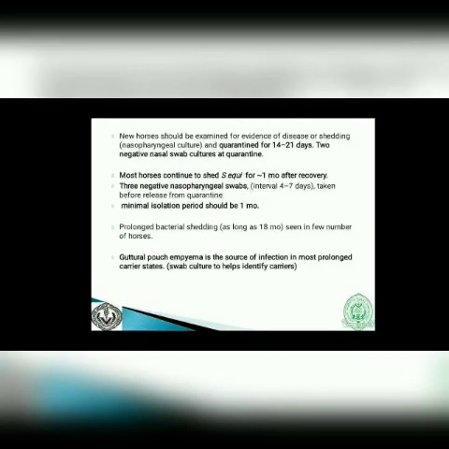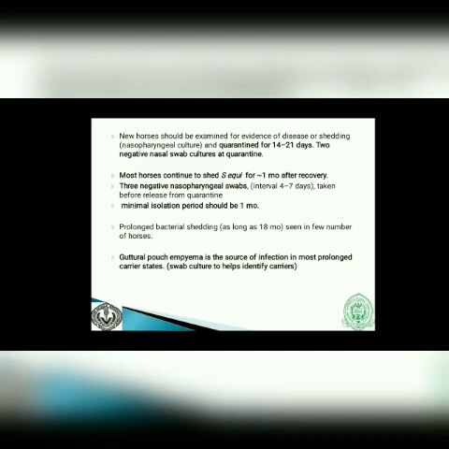The new horses, before introducing them to the herd, should be examined for evidence of disease or shedding by nasopharyngeal culture, and they should be quarantined for 14 to 21 days. During that period, 2 negative nasal swab cultures should be obtained at quarantine. Most horses continue to shed Streptococcus equi for almost 1 month after recovery. We must obtain 3 negative nasopharyngeal swabs at an interval of 4 to 7 days before releasing them from quarantine, and the minimal isolation period should be 1 month.